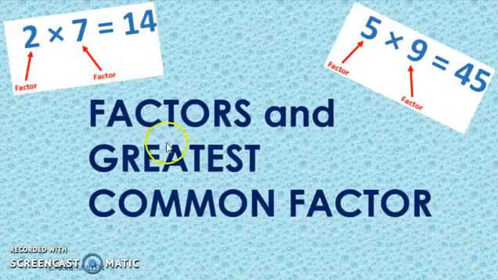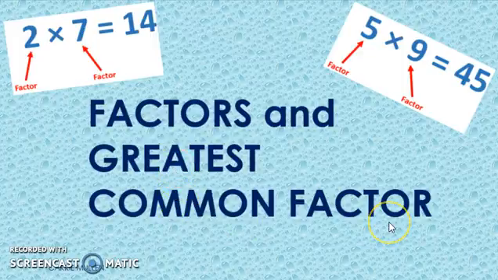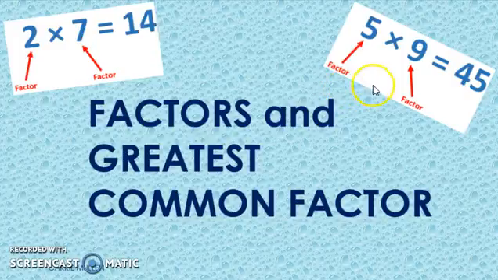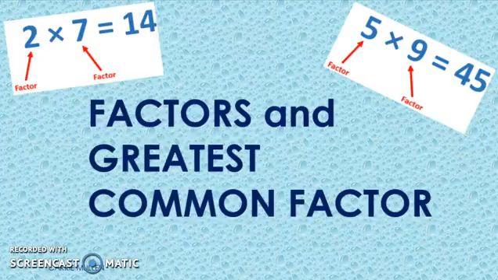In this video, you will learn about factors and the greatest common factor. Factors are whole numbers which multiply together to give a particular number. We say 2 and 7 are factors of 14. Likewise, 5 and 9 are factors of 45.